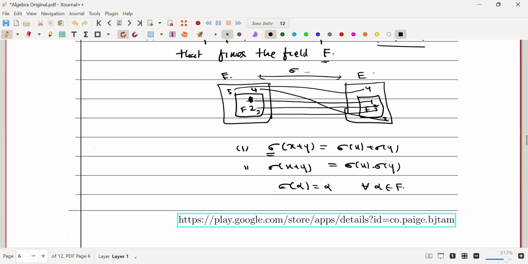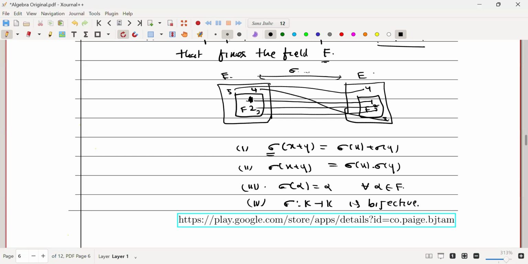If any sigma satisfies these three conditions, and also it is an automorphism, that means sigma from K to K is bijective, then the set of all such automorphisms forms a group, and that group is called automorphisms of K over F. And if the splitting field is a normal extension, then the automorphism group is called a Galois group.